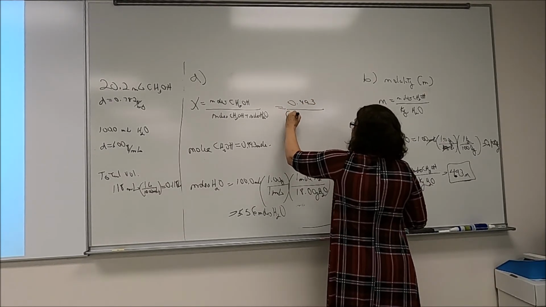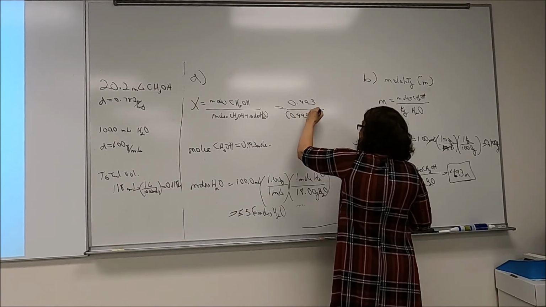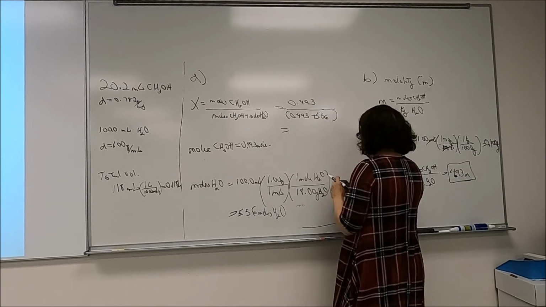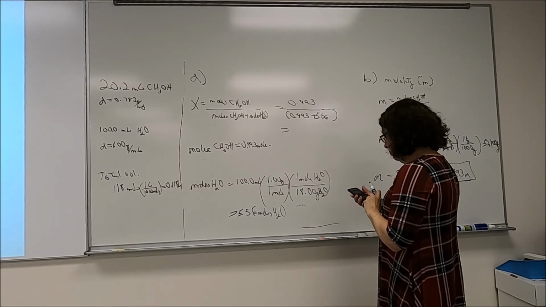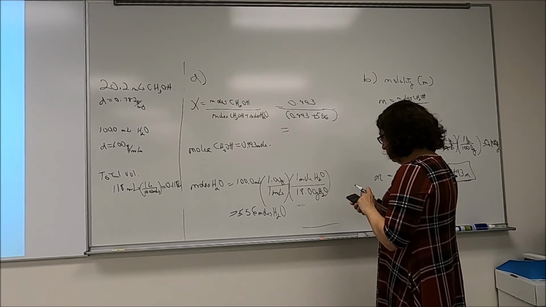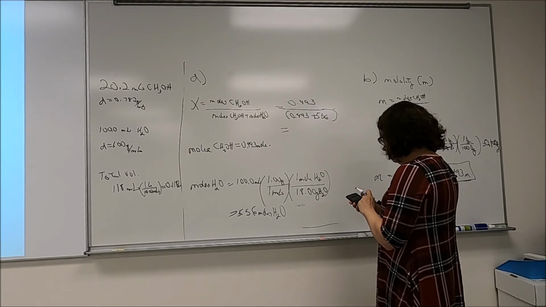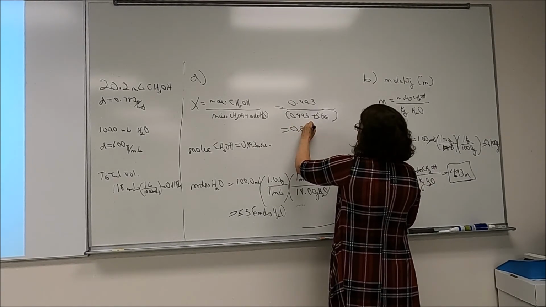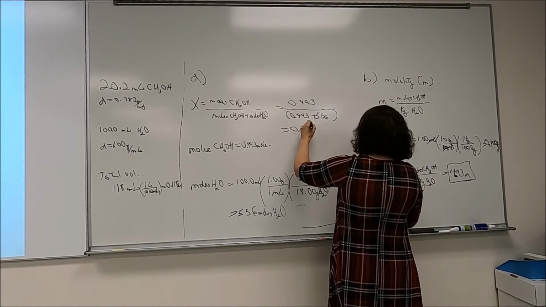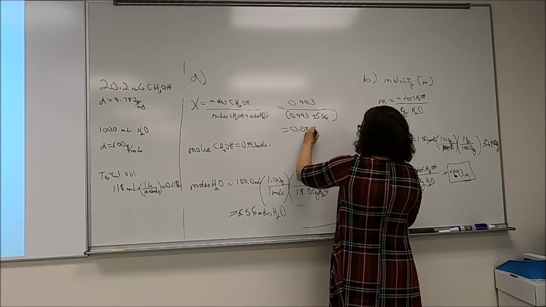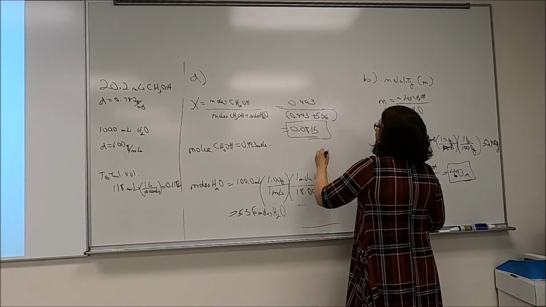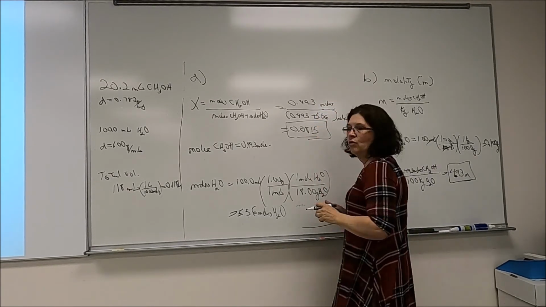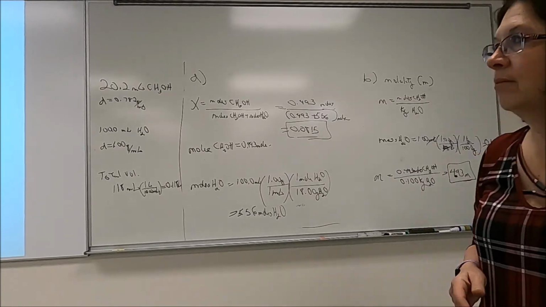0.493 over 0.493 plus 5.56. And I get 0.08, let's see, everything goes 3 significant figures, so 0.0815. And since it is moles over moles, this has no unit. Okay?